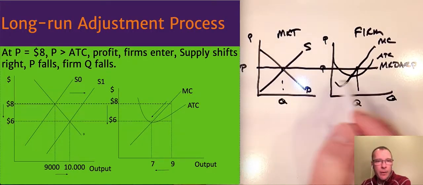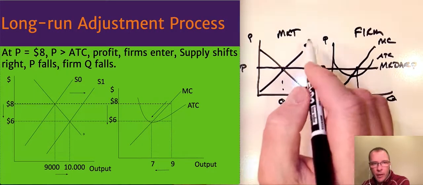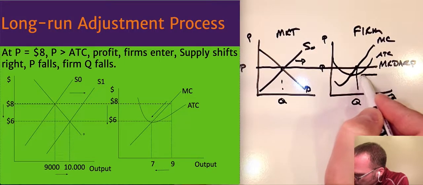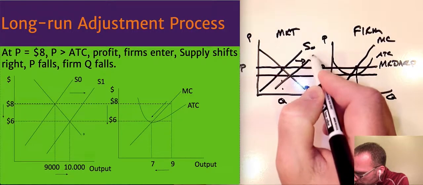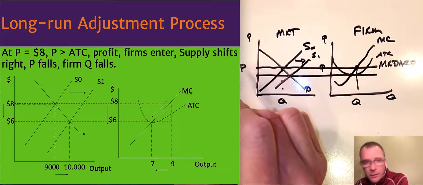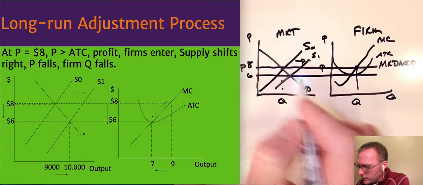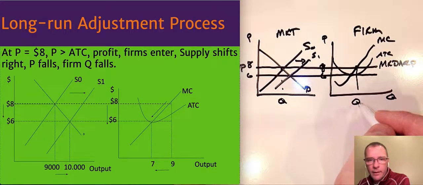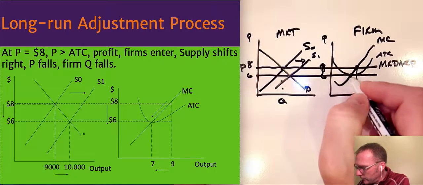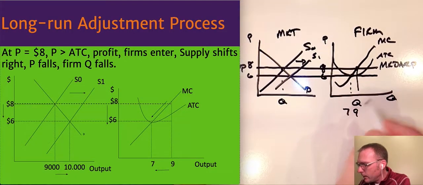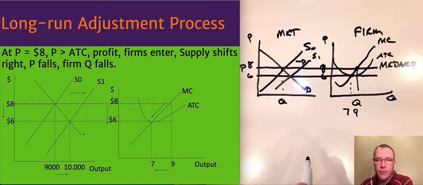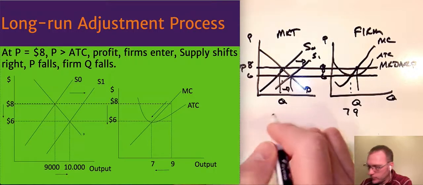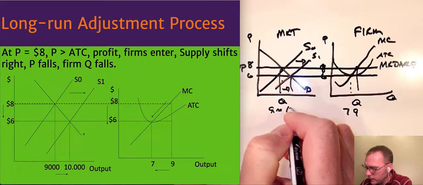And then what's going to happen? On the one on the left, you're going to see suppliers go from S0 to S1. Suppliers are going to come in, and they're going to come in right to here. Why? Because in this example on the left, this is $8, this is $6. You're going to see that quantity here go from 9 to this quantity 7 because suppliers are coming in and take your profit away. On this side, of course, we're seeing more quantity come in. That's your 9,000 to 10,000, right?